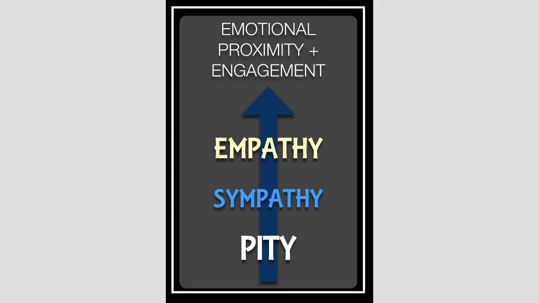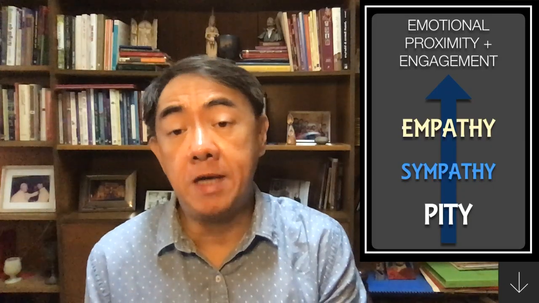So as you can see, pity would be at the bottom. When you feel pity for someone, you might feel bad for the person. Sympathy is a little bit more proximate and a little bit more engaged. But it's only in empathy that we really feel that we are emotionally close and emotionally engaged to the person that we are relating to. So if we base our understanding on this diagram, then we would say that empathy is the one with the greatest emotional proximity and engagement.